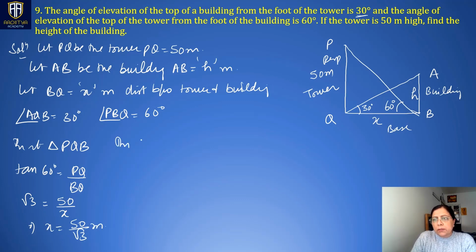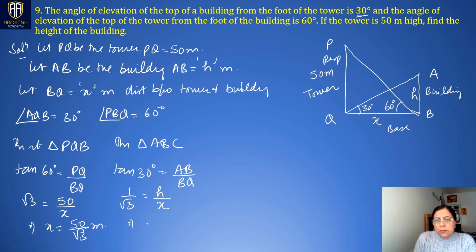In the next triangle, right triangle ABQ, again we have to take tan of 30 degree, which is AB upon BQ. Tan 30 is 1 by root 3 and the height of building we have assumed as h and x is the distance. Now from here we can write x is equal to root 3h. Let this be equation 1. Let this be equation 2.